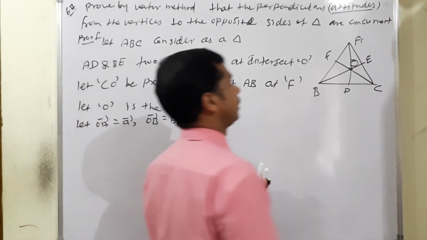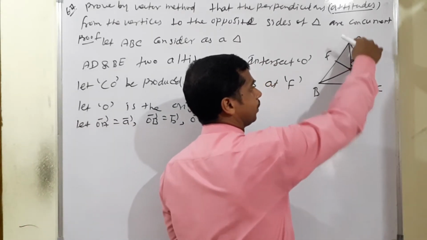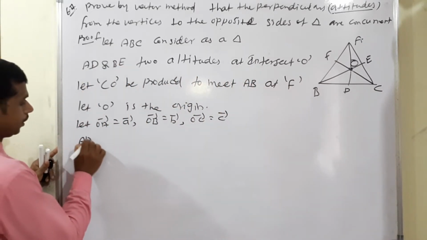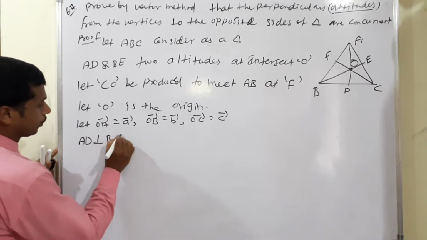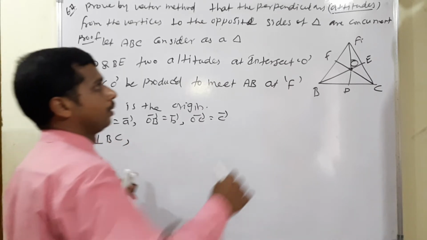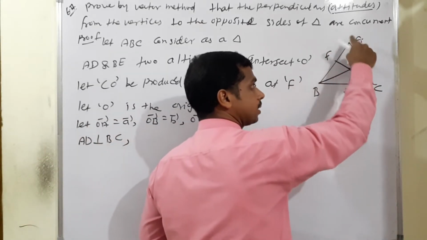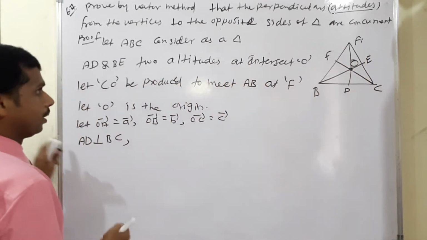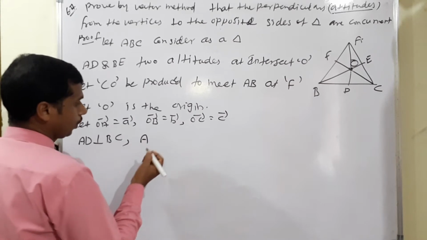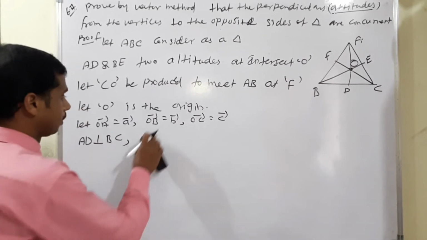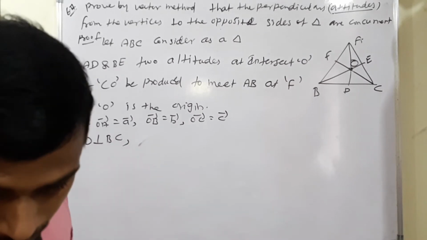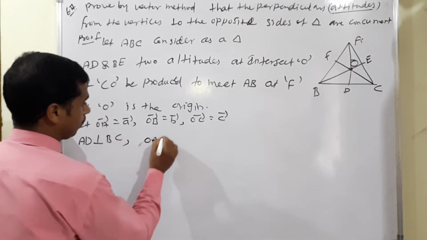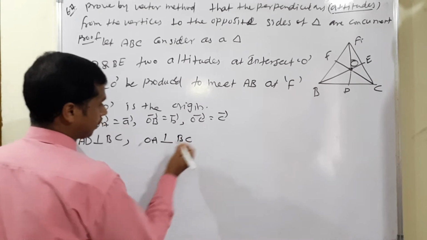So now the first condition, the first altitude. AD is perpendicular to BC, isn't it? AD perpendicular to BC means what will happen? Inside, another point is also there on AD, therefore instead of AD we can write OA. So OA is also one of the points. Therefore, OA is perpendicular to BC.